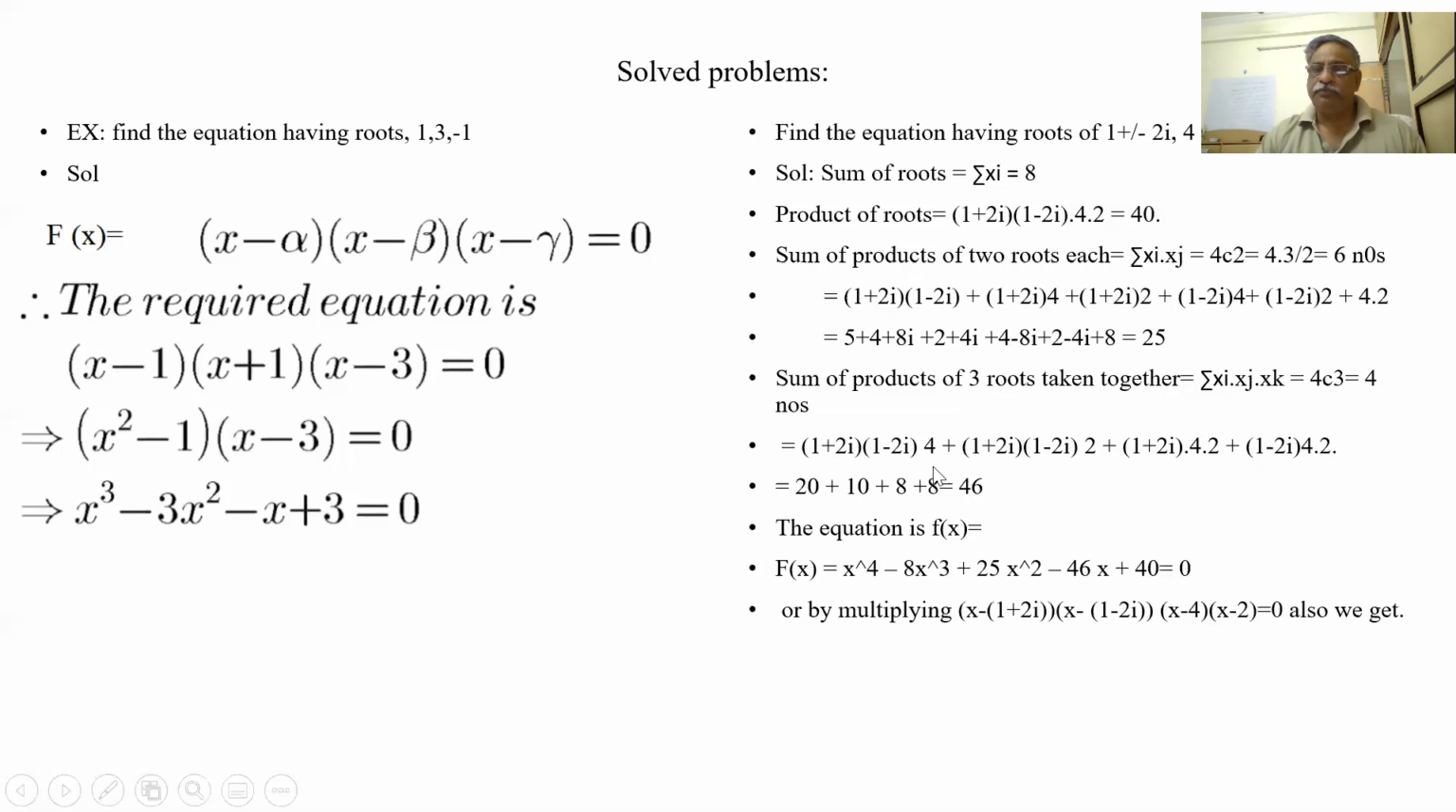So now we know x to the power of 4 minus, what is the sum of the roots? 8. So minus 8x cubed. What is the sum of the two products each? 25, plus 25x square. This is minus 46x. And what is the product of the roots? 40, plus 40 is equal to 0. This is the equation. Or we can get it by multiplying all the 4 root forms of the equation also.